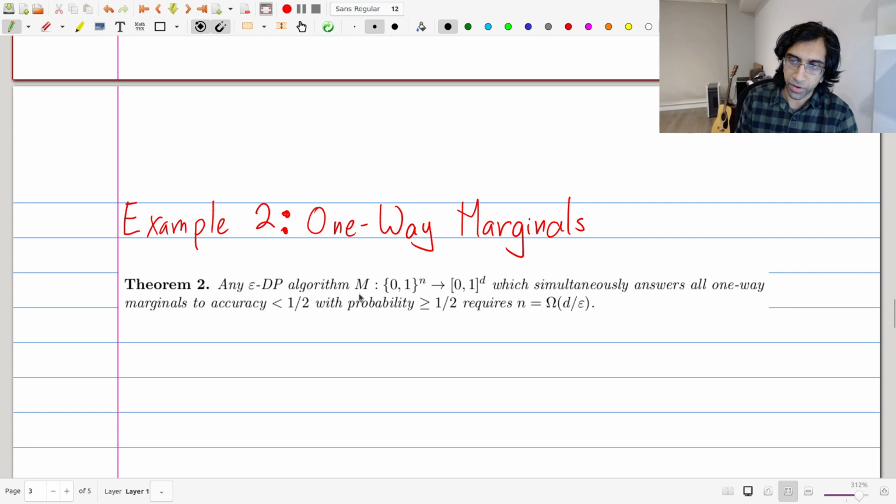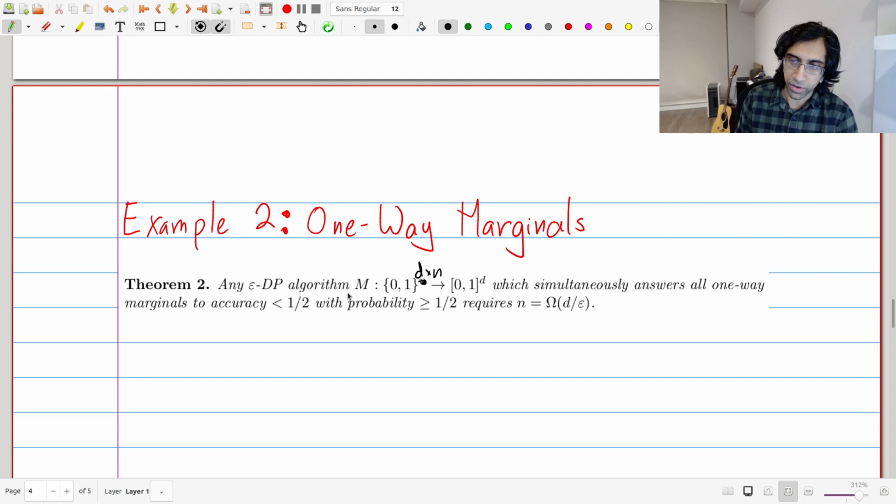We want to show that any private algorithm M which takes a data set of, sorry, this should be {0,1}^{d times n}, not just this. The idea is that each data point is going to be in {0,1}^d, and there are going to be n different data points, potentially the same data point. But there are n data points, and we're going to map that to a vector which tells you what fraction of each coordinate is 1.